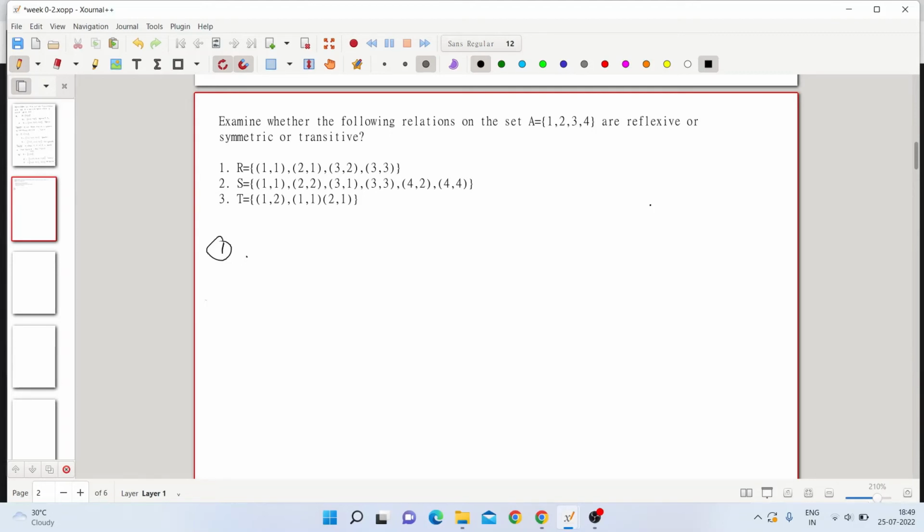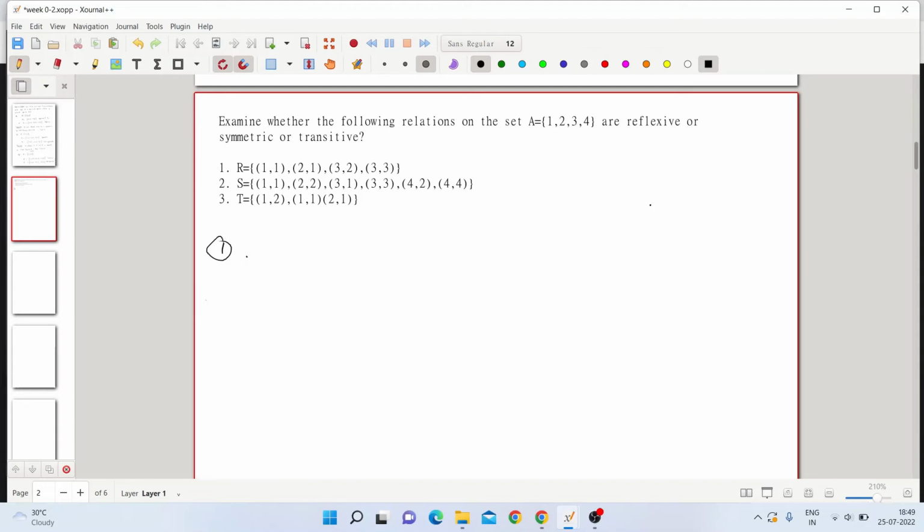Now the case of transitivity. (1,1) is there, (1,2) is there, (2,1) is there, (1,2) is there, but (2,2) is not there, right? So this says that T is not a transitive relation.